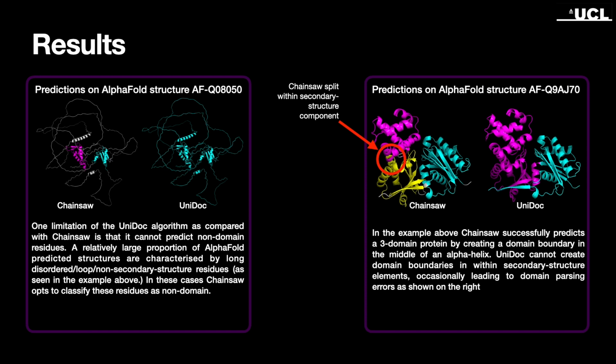Secondly, if we look at the comparison on the right, this shows another advantage that Chainsaw has over UniDoc. So UniDoc works by clustering secondary structure components in order to generate domain assignments. And the limitation of this approach is that it's unable to predict domain boundaries within secondary structure components. So in the Chainsaw prediction, you can see from the red circle here, that Chainsaw is able to create a domain boundary in the middle of this alpha helix, resulting in a successful domain parsing, whereas UniDoc is unable to do this and as such has a less clean parsing of this particular AlphaFold structure.